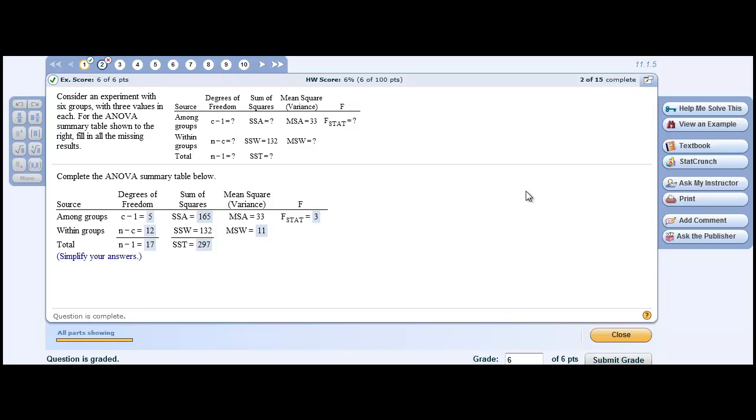This is Dr. Frederick. We're looking at problem 1 in module 1.